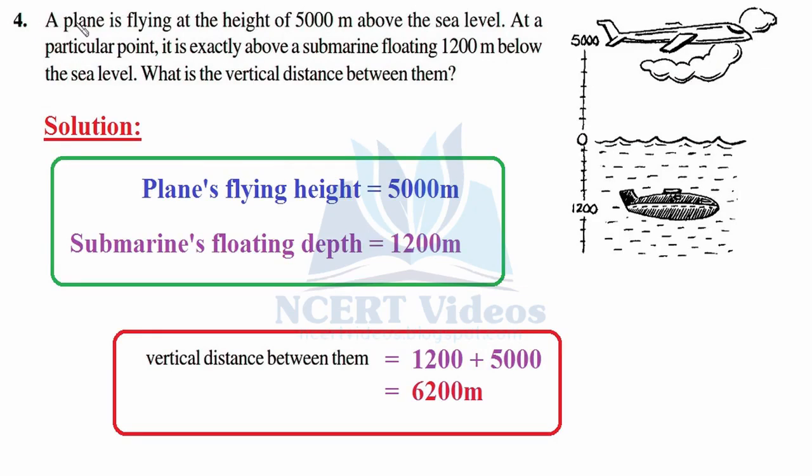Question 4. A plane is flying at a height of 5,000 meters above the sea level. As you can see here, this is your sea level taken at 0 and towards it taken plus. Now at a particular point, it is exactly above a submarine floating 1200 meters below this mean sea level. It is underwater. So what is the vertical distance between them? It is very easy. You just have to add the distances. That will give you the total height. The plane is flying at 5,000 meters, the submarine is at depth 1200 meters. You add it, you get 6200 meters or 6 kilometers and 200 meters. That was your fourth part.